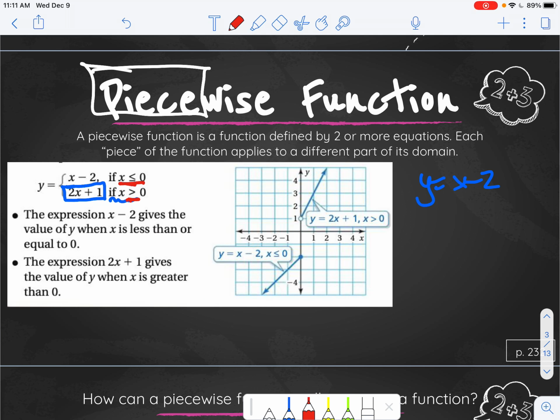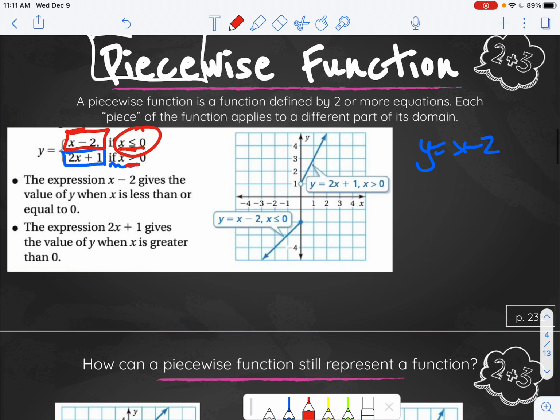But that is a quick introduction to a piecewise function, where we are given some line and then we're given a condition. Hey, we only want to use it when x is less than 0. So we will only graph that part of it.